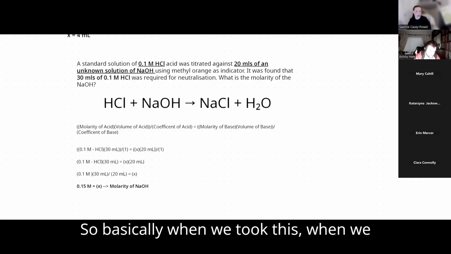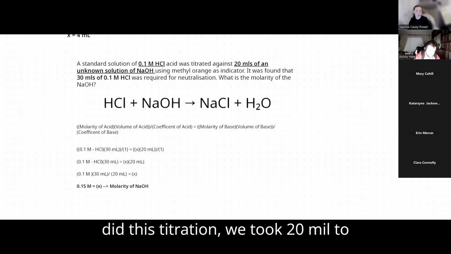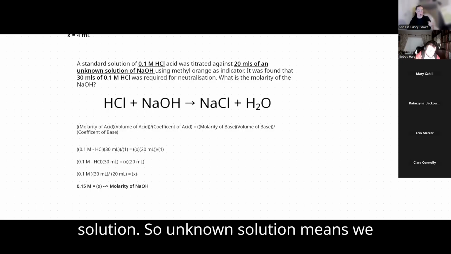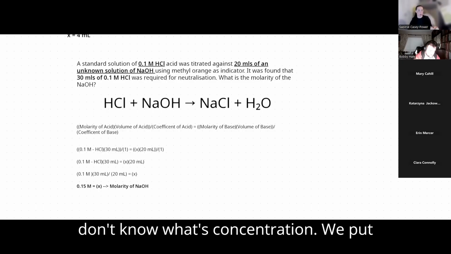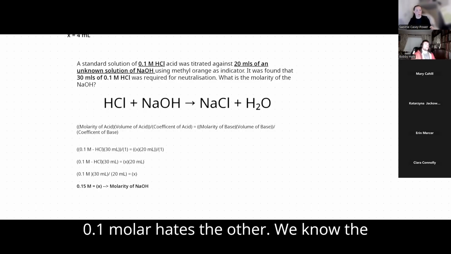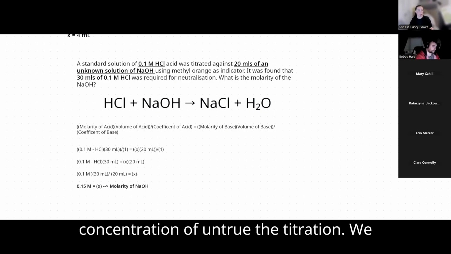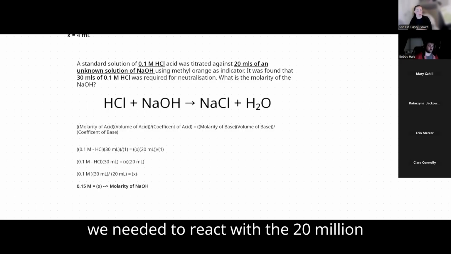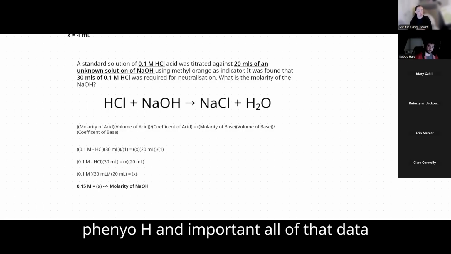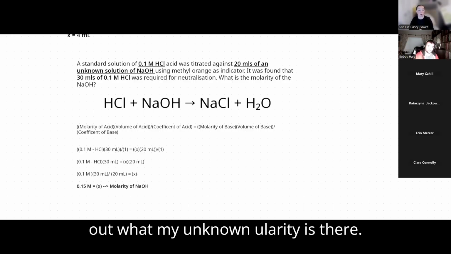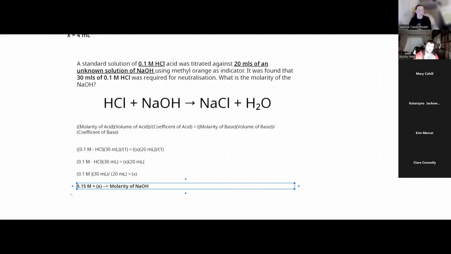So basically, when we did this titration, we took 20 ml, so that's our known volume of an unknown solution. Unknown solution means we don't know its concentration. We put that into our conical flask. Our 0.1 molar HCl, we know the concentration of, and through the titration, we can work out how much volume of that acid we needed to react with the 20 ml of NaOH. And inputting all of that data into my titration equation, I can figure out what my unknown molarity is there.